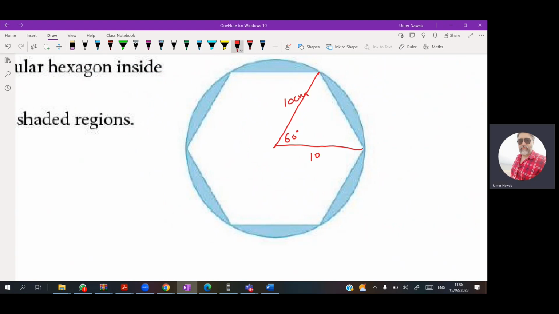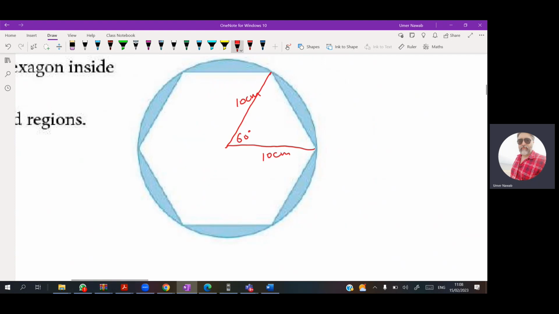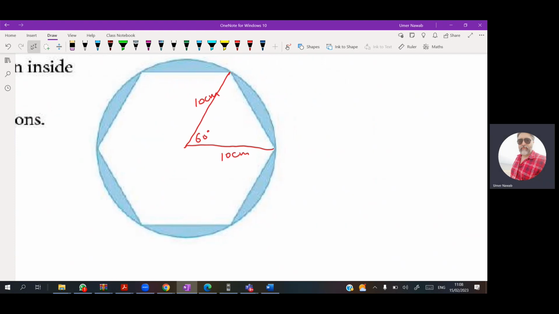Now use your knowledge of IGCSE, where Mr. Omar has taught you the trigonometry formula for the area of a triangle. Area of a triangle was what? The two sides are given and the included angle is given. So you are going to use half times 10 times 10 times sine of 60 degrees.